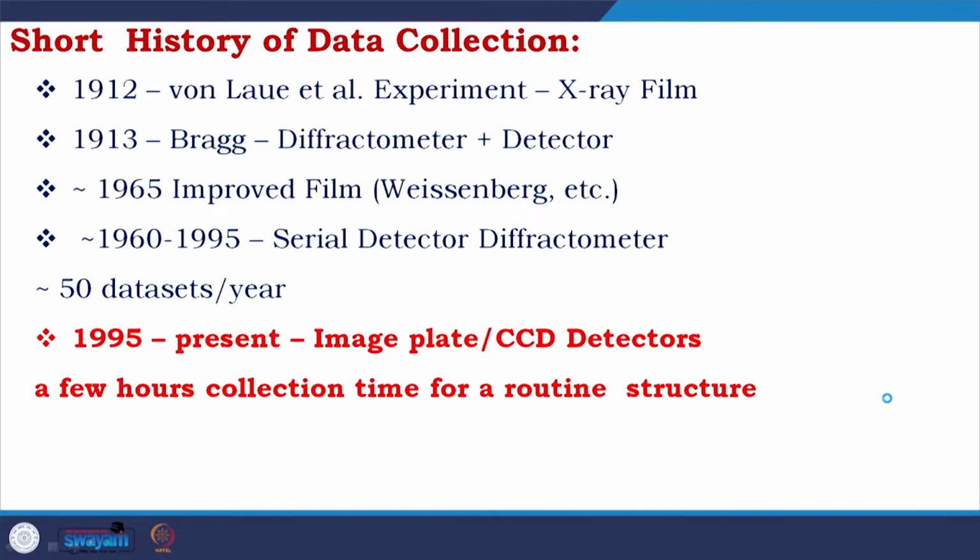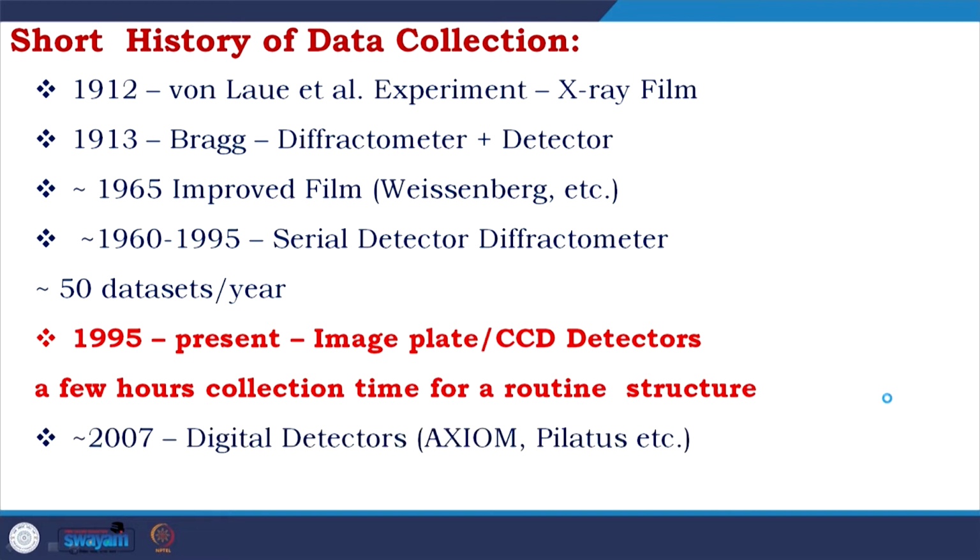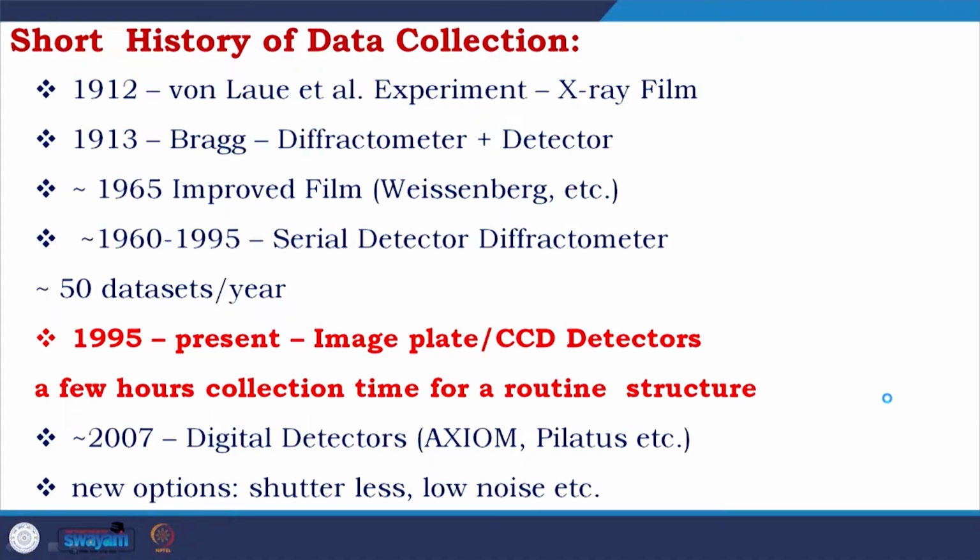Data collection has influenced greatly how the data was submitted there. After 95, image plates came, CCD detectors arrived, and it reduced the data collection to a few hours of collection time for a routine structure. Then after 2007, there are digital detectors which are currently in use, like Axiom, Pilatus and all, and there are new options coming up. When we think about data collection, we always talk about the opening and closing of the shutter, but now there is a shutterless option coming, the noise is reduced, the intensity is enhanced.